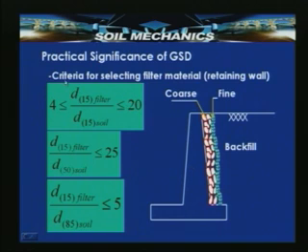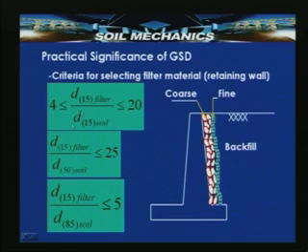So, there are certain criteria for selecting the filter material, basically for a retaining wall. The ratio of D15 of the filter to D15 of soil should be within 4 and 20. Another criterion which is required to be satisfied is D15 of filter to D50 of soil should be less than or equal to 25, and D15 of filter to D85 of soil shall be less than or equal to 5.